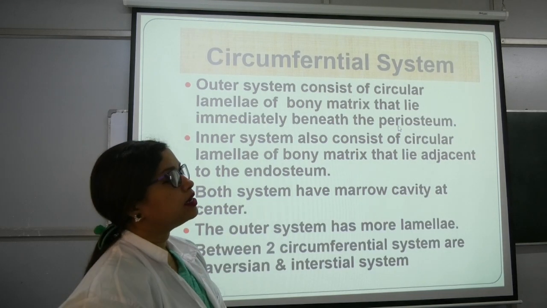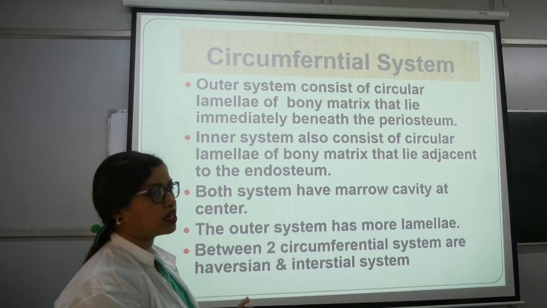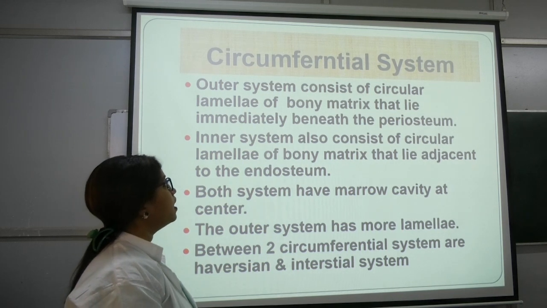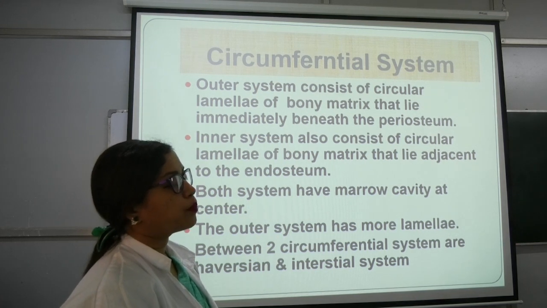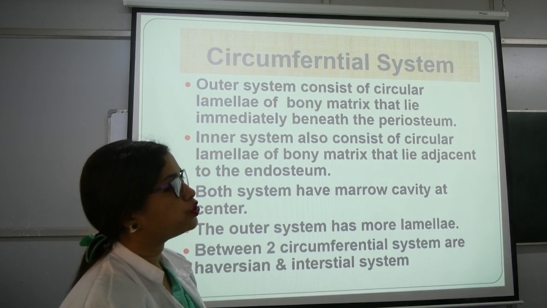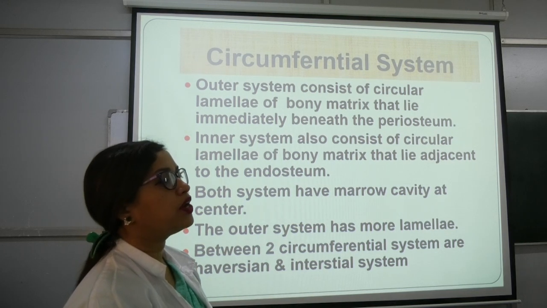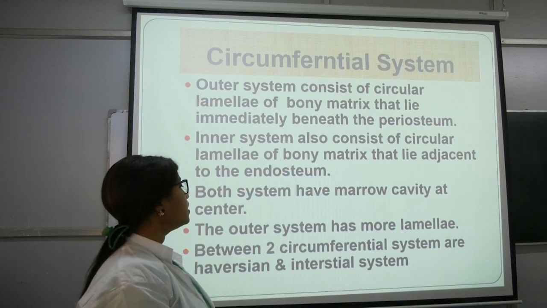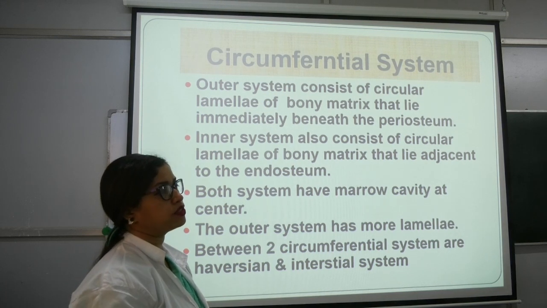So first is the circumferential system. This is very important. You have to know what the structures are. The outer system consists of circular lamellae, bony matrix that lies immediately beneath the periosteum. Just below the periosteum you get the first layer, known as circumferential lamina, and at the inner border, the endosteum, you get the endosteal lamina. Both laminae you get. Between the two circumferential systems there are the Haversian system and interstitial system.